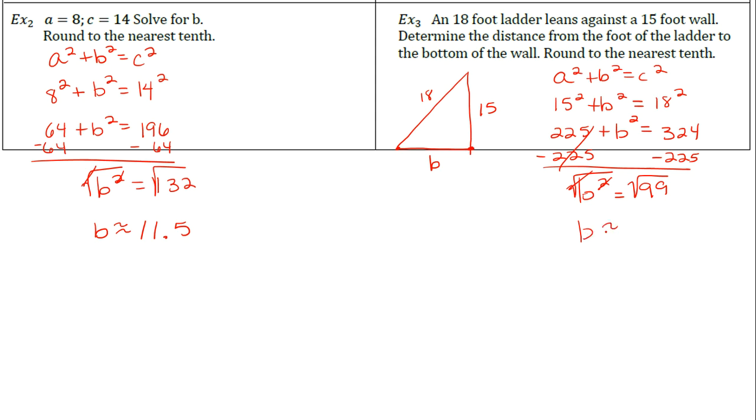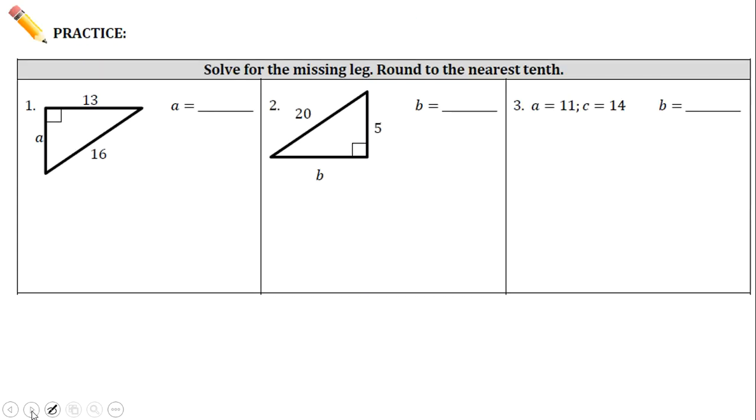And B, again, it is almost a perfect square. It's almost 100, which would be 10. So I would say this is about 9.9, but I'm just going to use my calculator. But that's my best guesstimate. Yes, 9.9 is the answer. So B is about 9.9, almost 10. Now you guys try these examples.